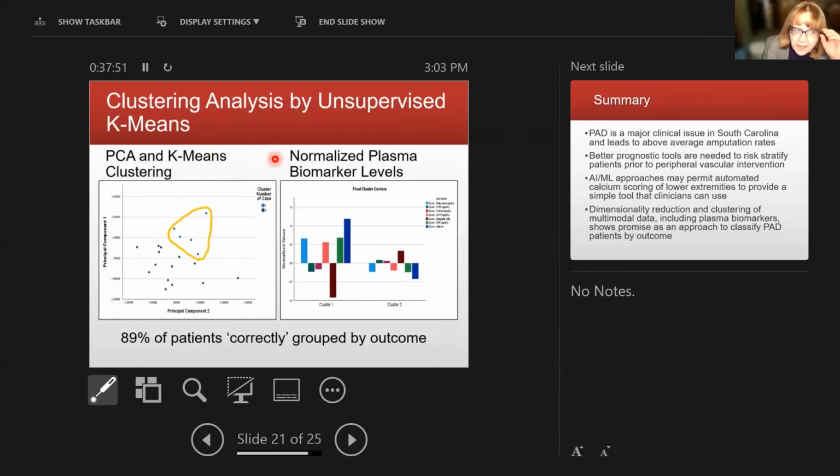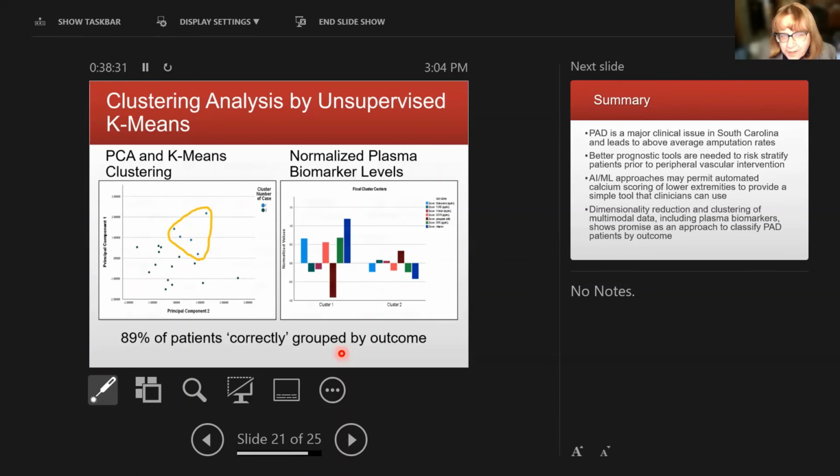Then using k-means clustering, my student showed that we could separate most of the patients with adverse events, and we saw significant differences in some of the biomarkers in these 2 clusters, but only in this example, 89% of patients were correctly grouped by their outcomes. So we still have a lot of work to do on dimensionality reduction and clustering to try to effectively categorize patients by outcomes.